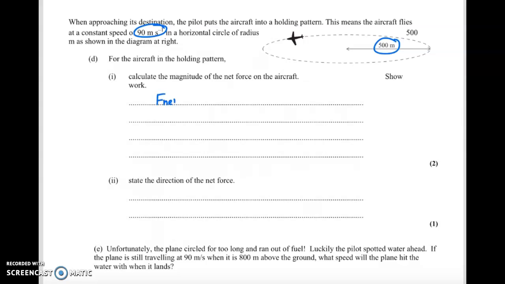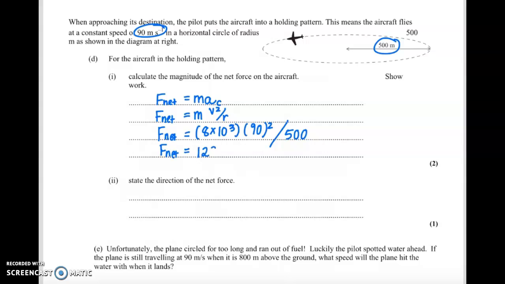I know that net force equals ma, that's Newton's second law, but here the acceleration is something special. It's centripetal acceleration because we are in circular motion. I'm going to make a substitution knowing that centripetal acceleration is v squared over r. And I can start to plug in. I know that mass is 8 times 10 to the third. I know v, given as 90 here. And I know r, the radius of the circle, is 500.